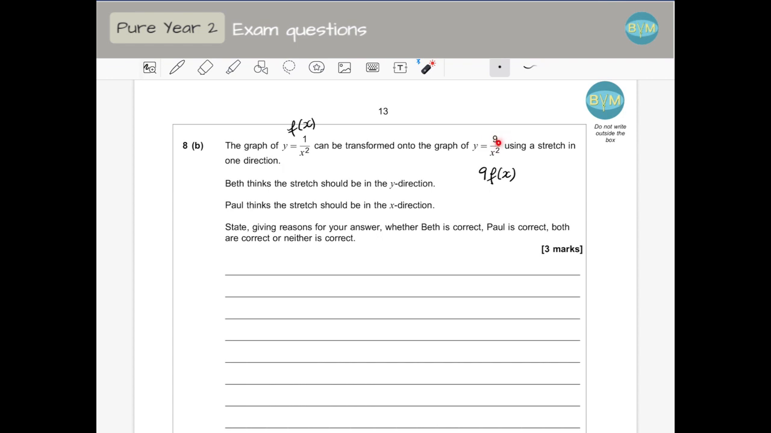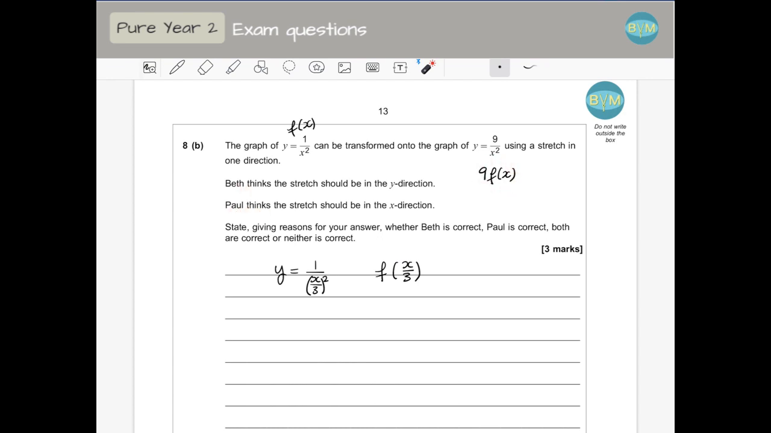You have a number here that is a square number, and you have a square here. So if you realize that you can write that as 1 over (x divided by 3) squared, you are really doing f of x over 3. So when you do f of x over 3, what you are doing is 1 over (x over 3) squared, which becomes 9 over x squared. And this is a stretch in the x direction. We are multiplying x by scale factor 3, always the reciprocal.